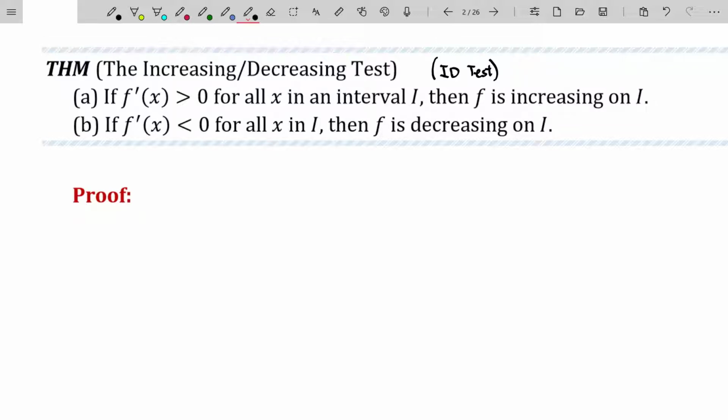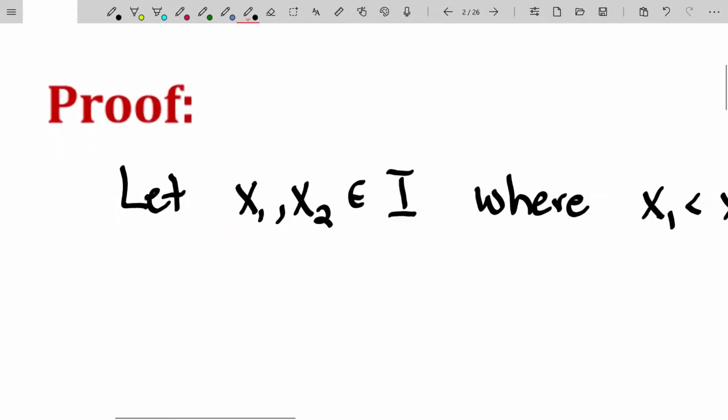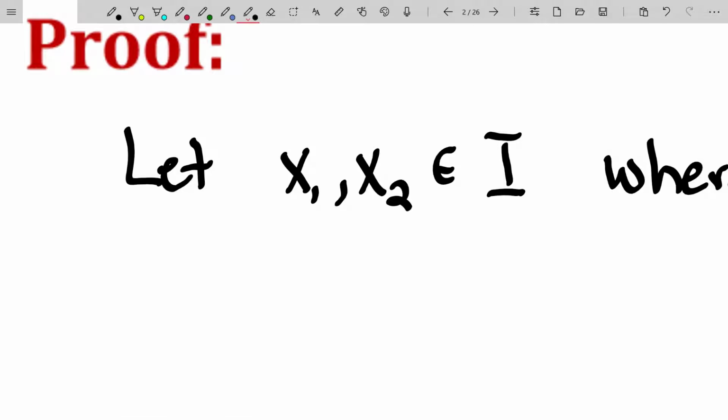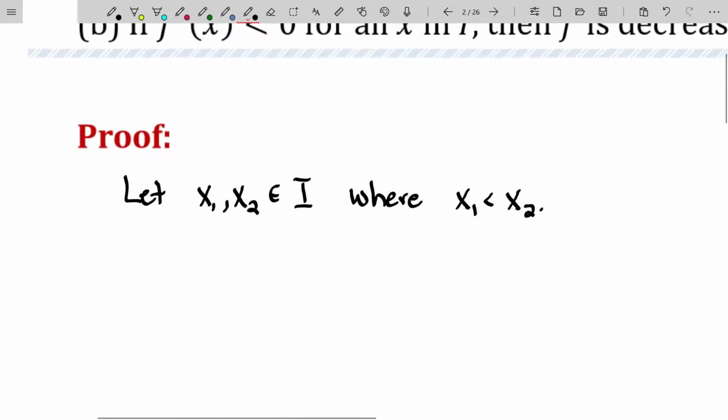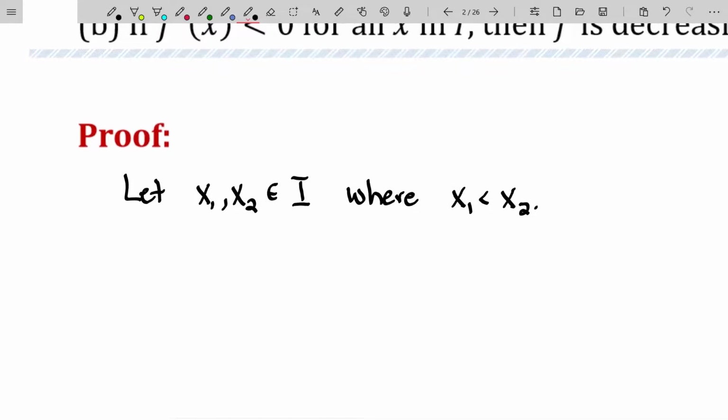And the way I'm going to prove this is I'm just going to grab a couple x values from our interval I here. Specifically, I'm going to assume that x sub 1 is less than x sub 2. I just want some order in this proof. Also, I'd like to include some notation that you should get used to. If you have a couple elements in an interval, you can just separate them with commas. x sub 1, comma, x sub 2 are elements of the interval I. That's just notation you should probably get used to as we move forward in mathematics.